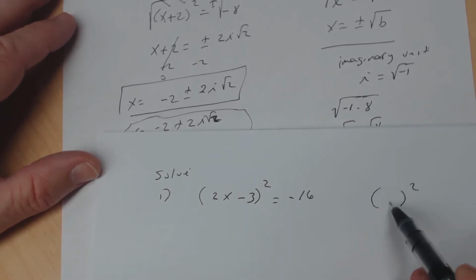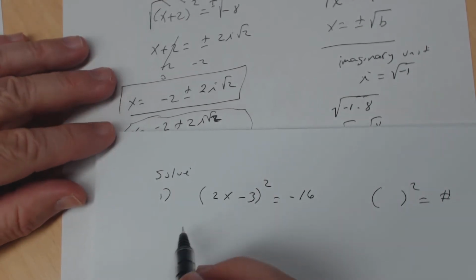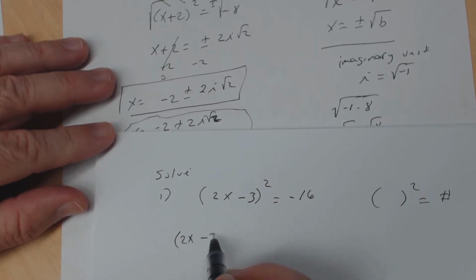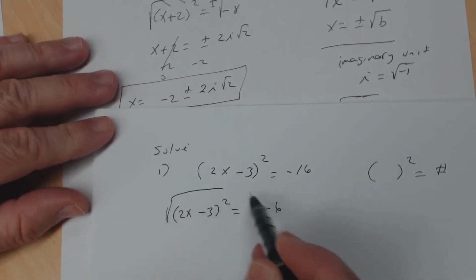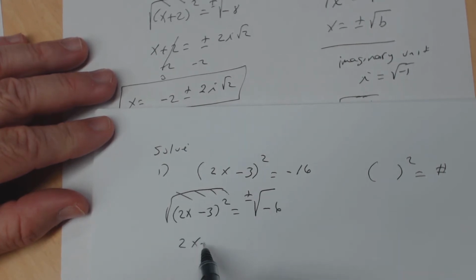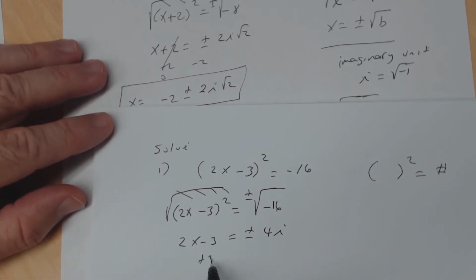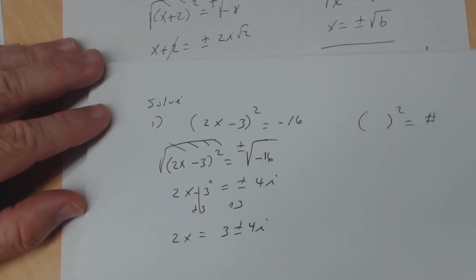Notice it is of the form an expression squared equals a number, so I can go directly to taking the square root of both sides. So I'm going to write this over: (2x - 3)^2 = -16. When I take the square root of both sides, with the plus or minus, the square and the square root undo each other, so you get 2x - 3 equals plus or minus 4i, since the square root of -16 is 4i. That's what you get. Then adding 3 to both sides and combining like terms, I get 2x = 3 ± 4i.